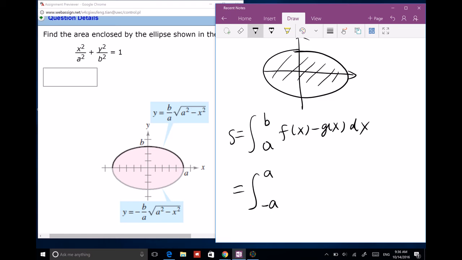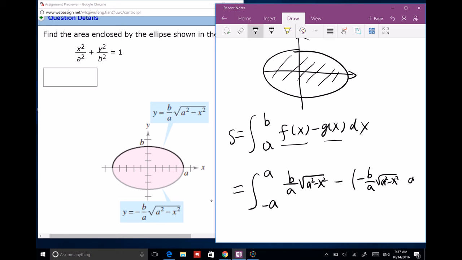So next one. What is my f(x)? What is my g(x)? What is f(x)? What is g(x)? Anyone? f(x) will be the positive b over a, right? Yeah. And b negative. Right. The g(x) is negative. Perfect. Okay.